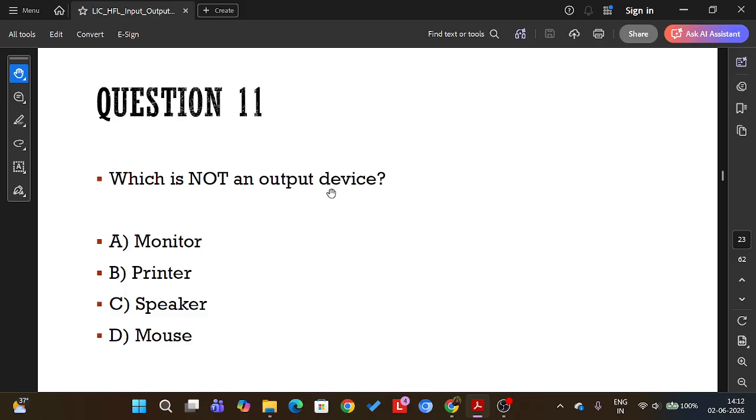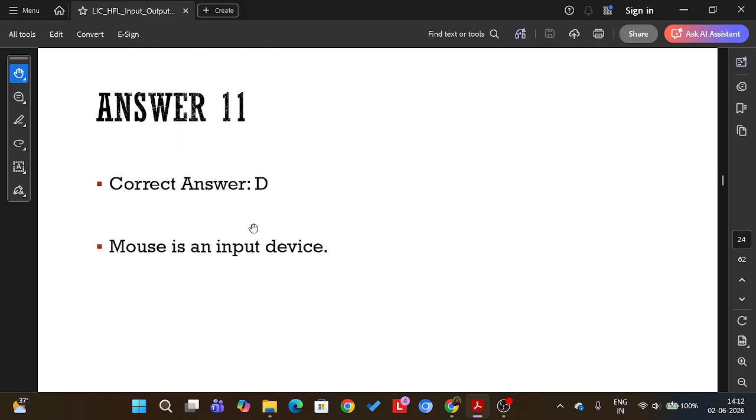Question 11. Which is not an output device? Monitor, printer, speaker, mouse. If it is not an output device, it means it is an input device. Which one is an input device? Mouse is an input device.